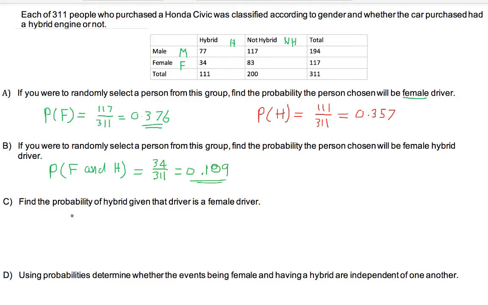Part C. Find the probability of hybrid given that the driver is a female driver. Okay, now look at here. Find the probability of hybrid. So that is the main part. They are asking probability of hybrid. Then you have a condition: the driver is a female driver. Therefore we have conditional probability. This is the probability of H given F.